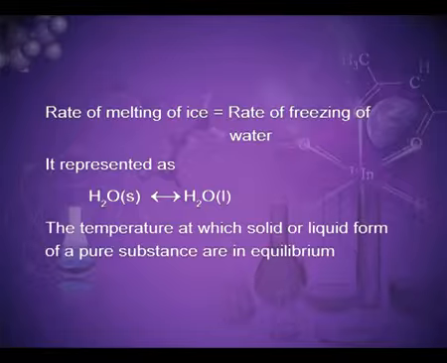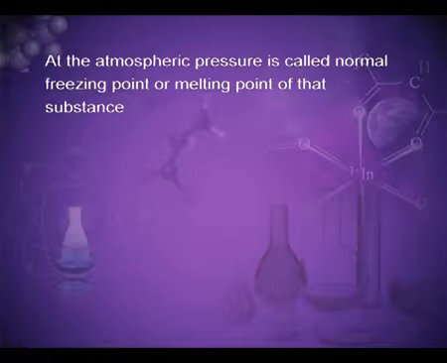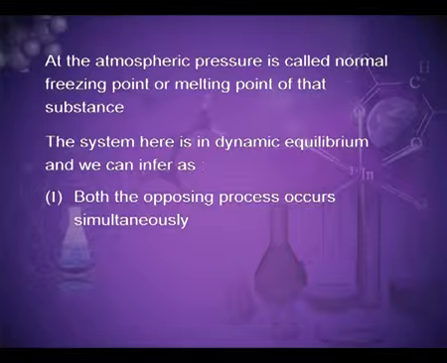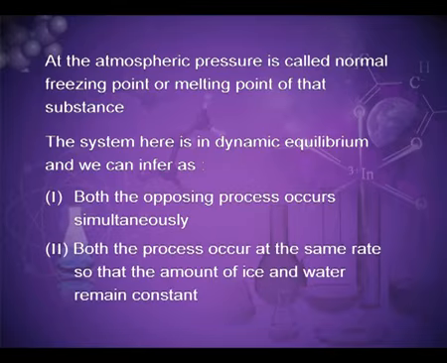The temperature at which the solid and liquid forms of a pure substance are in equilibrium at atmospheric pressure is called the normal freezing point or melting point of that substance. The system here is in dynamic equilibrium and we can infer, first, that both opposing processes occur simultaneously, and second, that both processes occur at the same rate, so that the amount of ice and water remains constant.